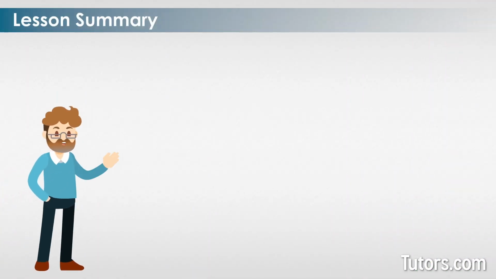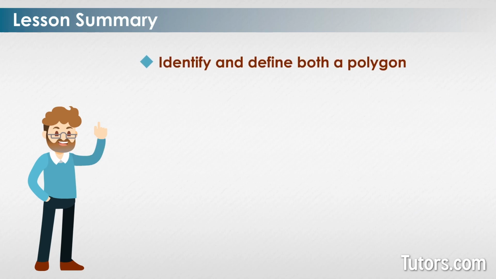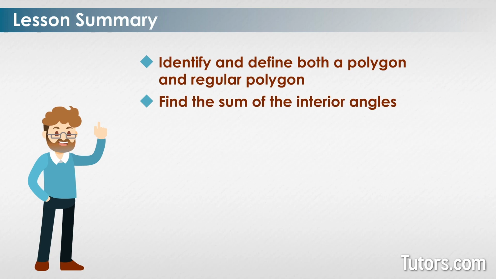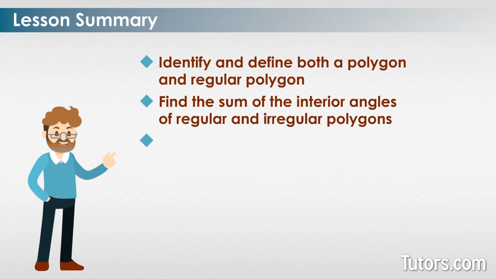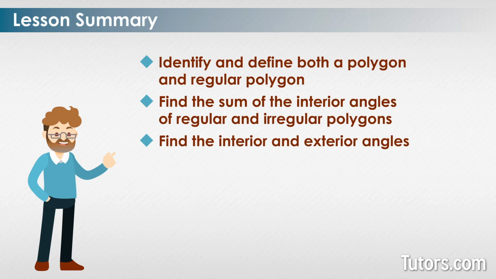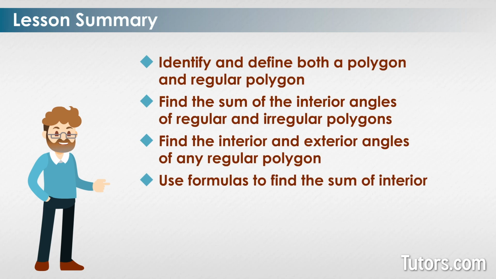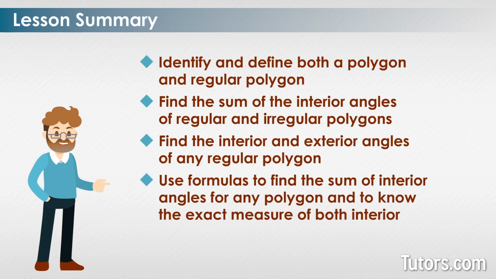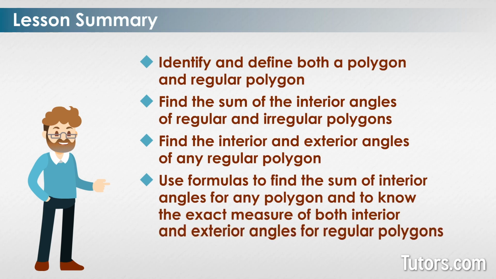Lesson summary. You should now be able to identify and define both a polygon and a regular polygon, find the sum of interior angles of regular and irregular polygons, and find the interior and exterior angles of any regular polygon. You can use formulas to find the sum of interior angles for any polygon and to know the exact measure of both interior and exterior angles for regular polygons.